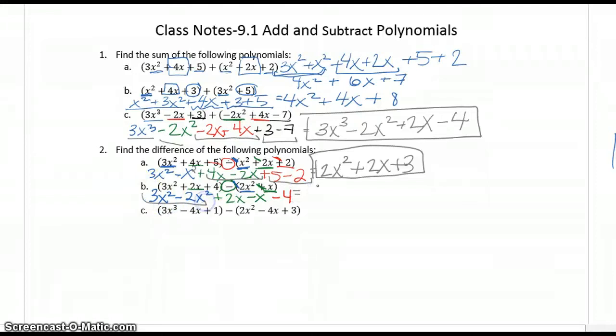So now we can combine our like terms. 3x squared minus 2x squared gives us 1x squared, or just x squared. 2x minus x gives us plus 1x, plus x, and minus 4 stays the same. Last example.